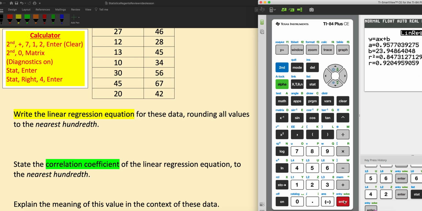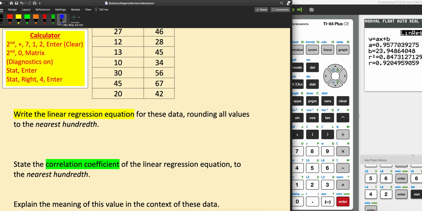And there you go. Remember, for linear regression, guys, you must write the A and B values. You will get a point for that, so let's do that right away and lock that point up. It says to the nearest hundredth. So your A value is 0.957, which is going to round to 0.96. Your B value, 23.948, which is going to be 23.95.